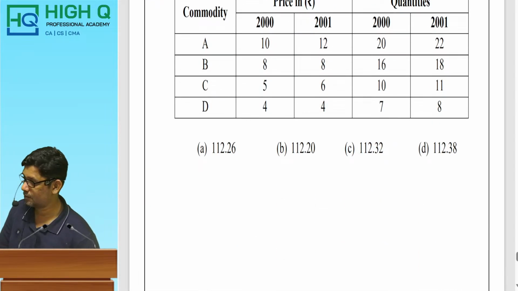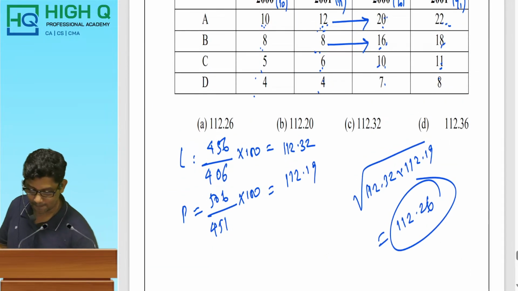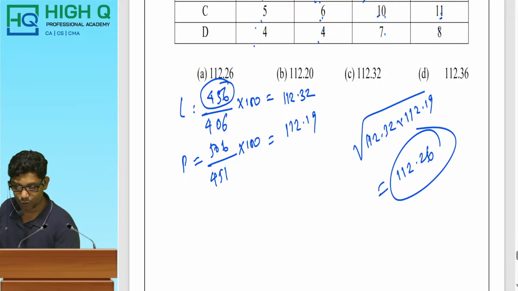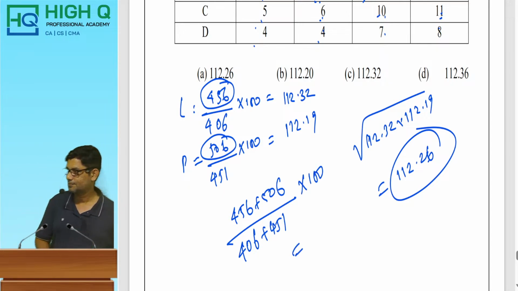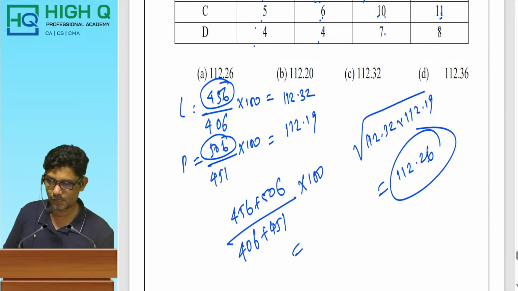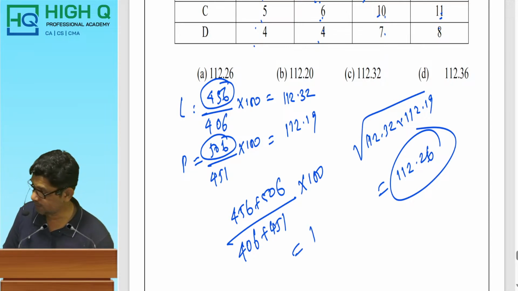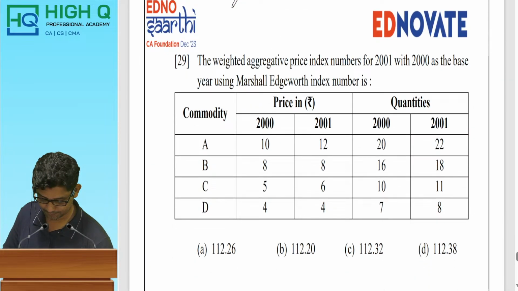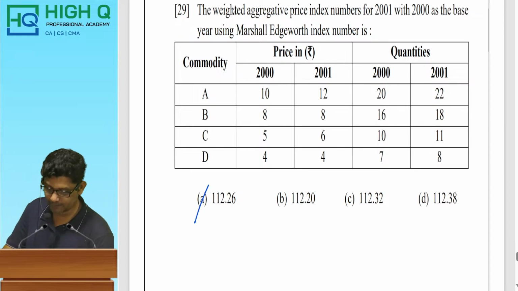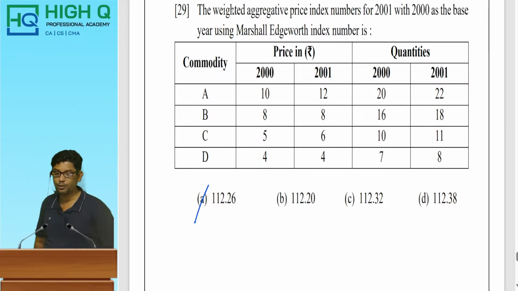Marshall-Edgeworth. Look at this. Add the numerators of Laspeyres and Paasche, 456 plus 506, and the denominators. What is the answer? This is Marshall-Edgeworth. Approximately 112.26.